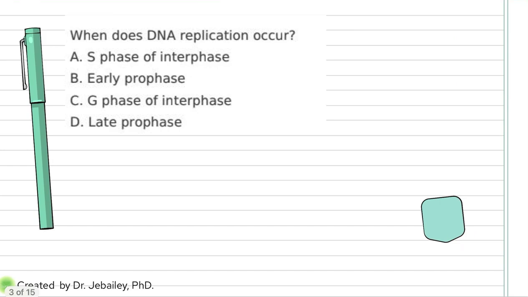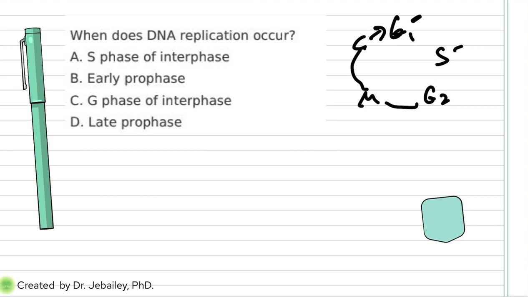Next, it says, when does DNA replication occur? Now you have the cell cycle, just as a refresher. We have G1, S, G2, and then we enter mitosis, then cytokinesis, and then back to G1. G1 is usually growth, S is DNA replication, G2 is growth again, mitosis is division, and in cytokinesis you divide the cytoplasm into two. So, a quick refresher.